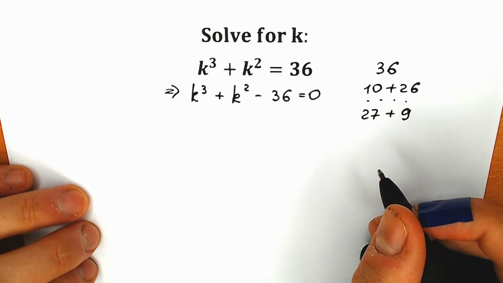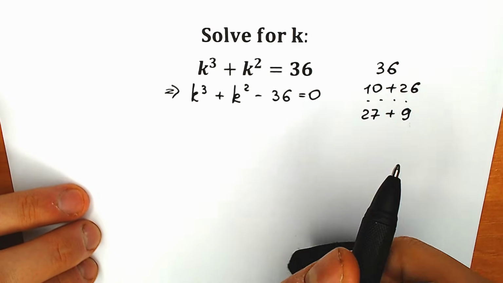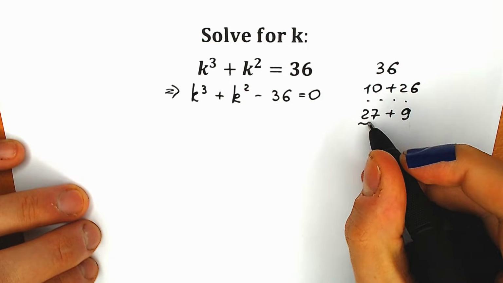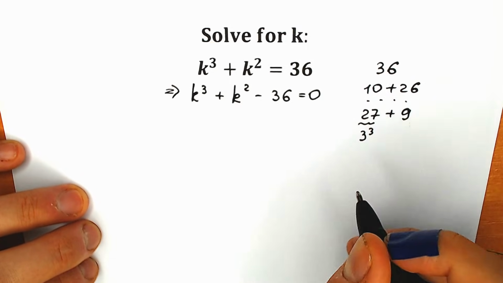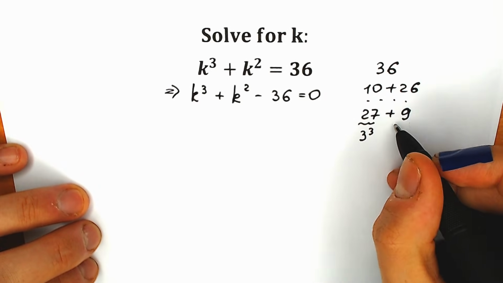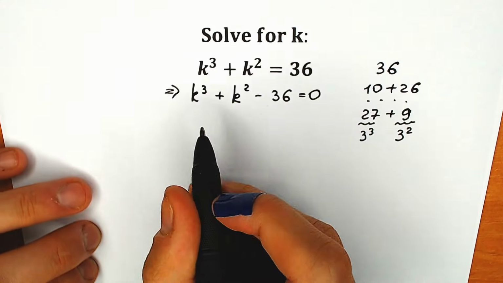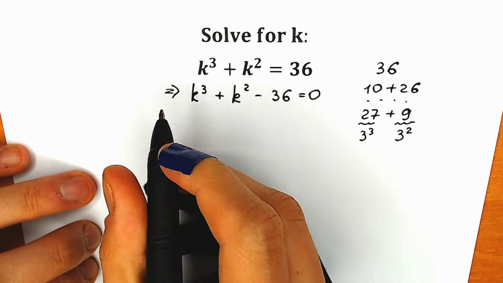A lot of students might be asking, why 27 plus 9? As I said before, we have a cube and a square. 27 can be written as 3 cube, and 9 can be written as 3 square. So right now, let's express the 36 as 27 plus 9.